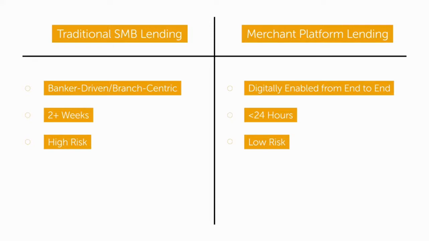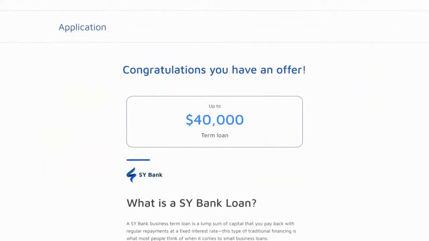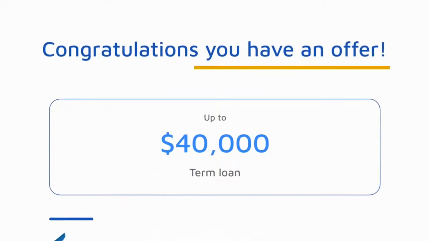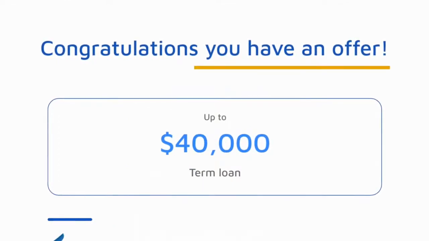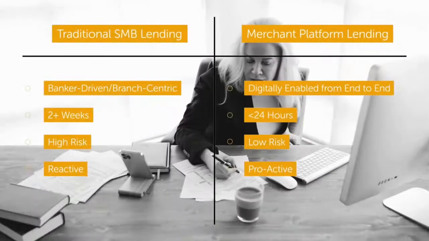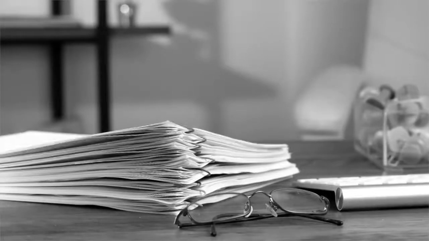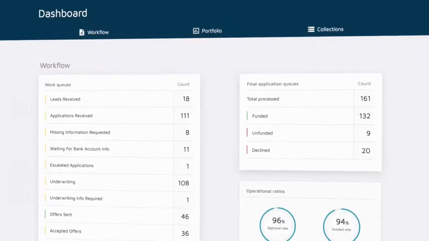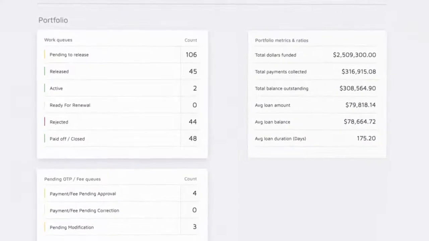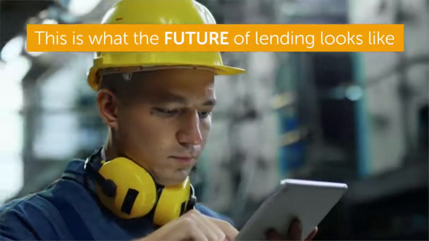Fourth, traditional SMB lending reacts only to customer-initiated applications, which leads to low approval rates and low customer satisfaction. Merchant platform lending is proactive. The bank or credit union is in the driver's seat because the process is based on pre-approvals rather than unsolicited applications. And lastly, the traditional SMB lending process doesn't scale because it's so dependent upon people to manage. More applications means more bankers. With merchant platform lending, LendingFront's white-labeled technology makes it easy to scale to any volume of loans. This is what the future of lending looks like.